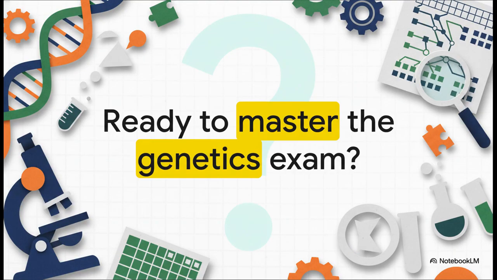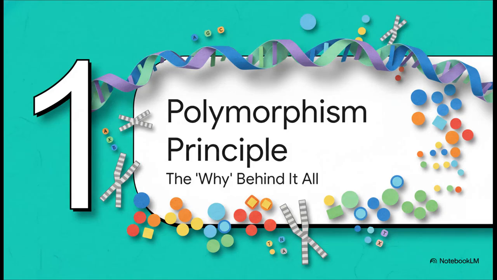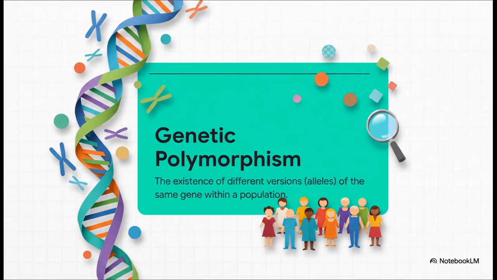Look, the secret here isn't about memorizing a textbook. It's about training your brain to think like a scientist, to decode those complex exam documents and solve problems with total confidence. First things first, we have to lock down the one single concept that connects everything else in genetics, and that concept is genetic polymorphism. Honestly, it's the why behind every single question you're going to face. So what on earth is it?